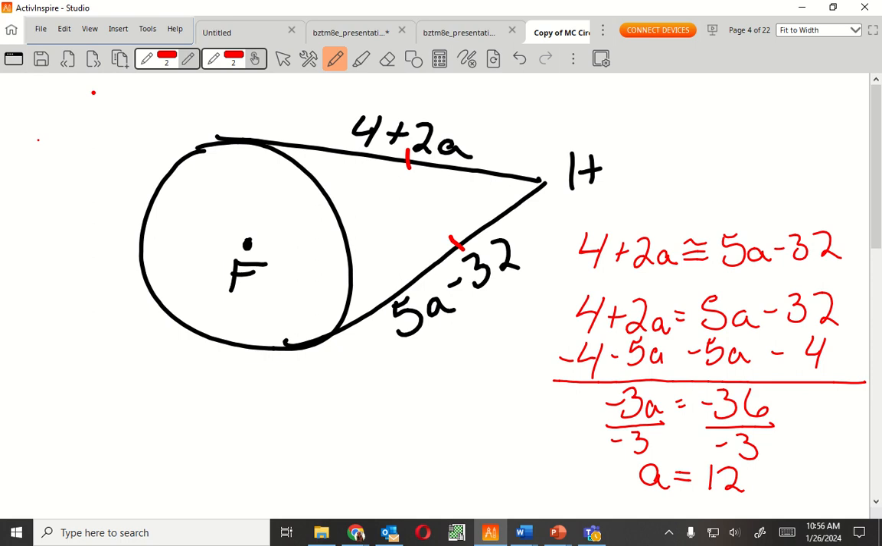I just said what the A is. Oh, wait. I got to put it back in. Whenever I'm dealing with the measurements, I don't want to know what the variable is. I want to know what the segment is. So I'm going to take that A, I'm going to plug it back in. So if A is 12, this is going to be 4 plus 2 times 12. This one is going to be 5 times 12 minus 32. And plug it in using the parentheses if you could please.